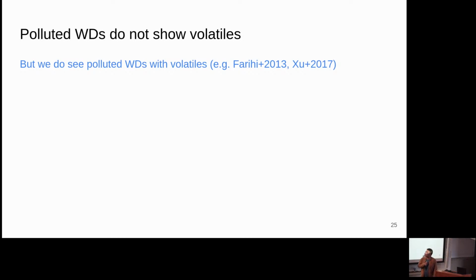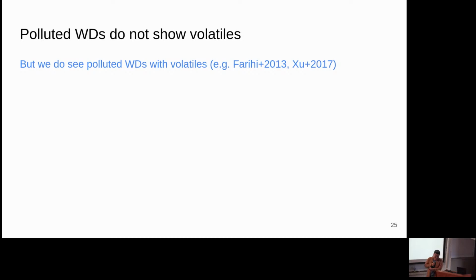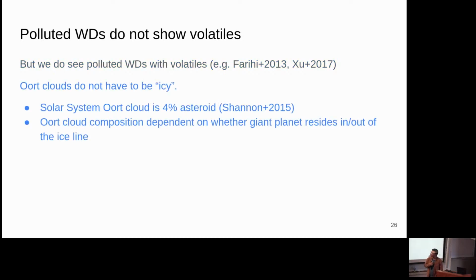Another concern is that when we look at spectra of white dwarfs, we don't see volatiles, which is a telltale sign of comets, for example. One, it's actually not true. We do see polluted white dwarfs with volatiles. They are just much more rare. Two is that Oort clouds do not have to be icy.